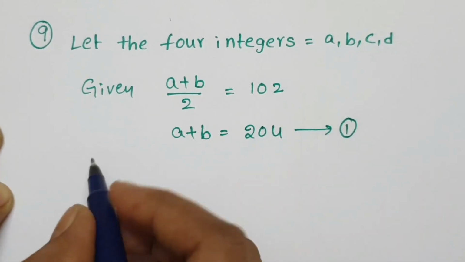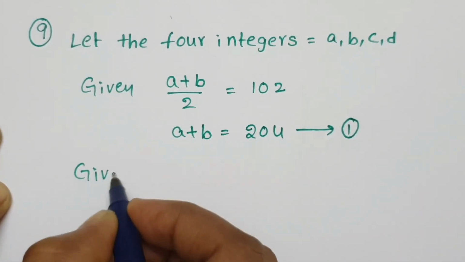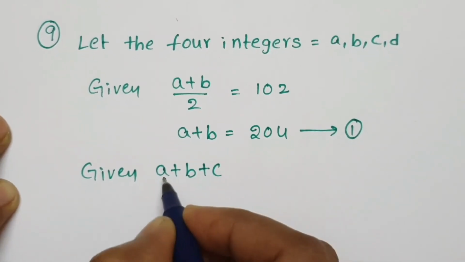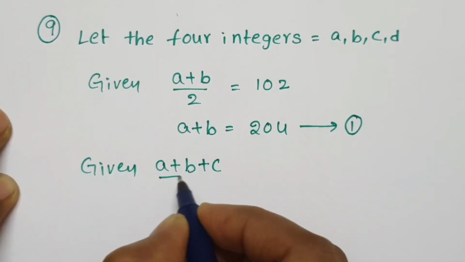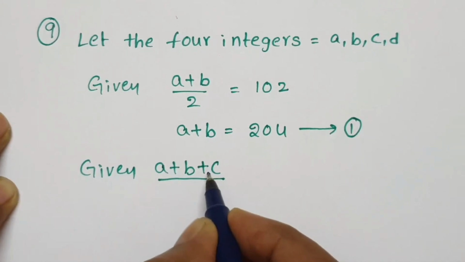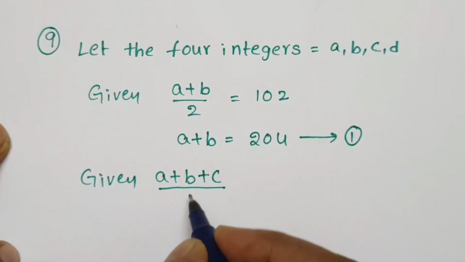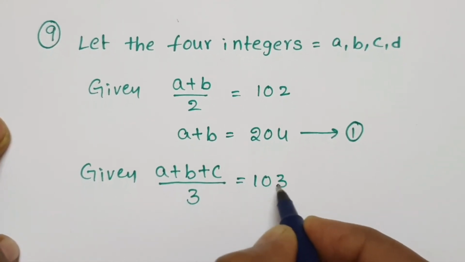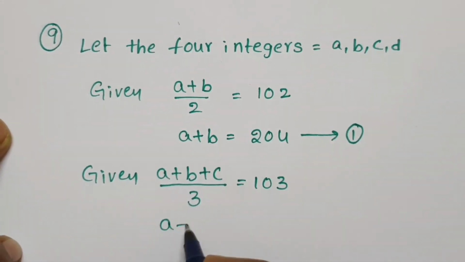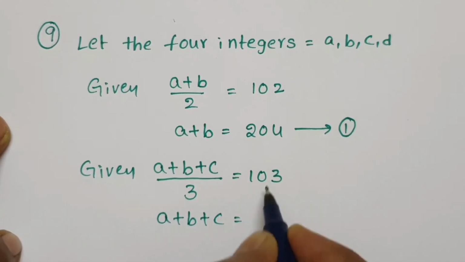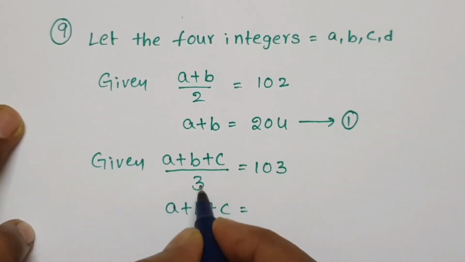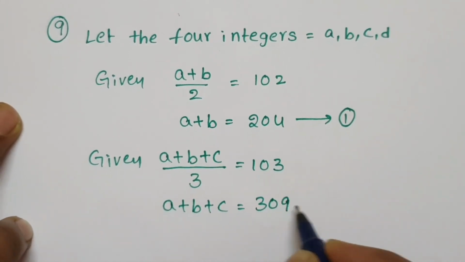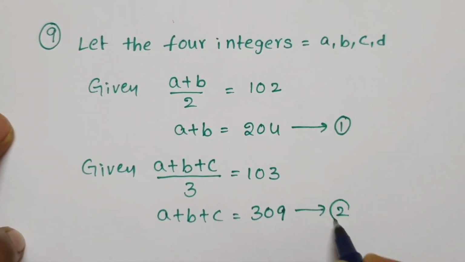Again, given the sum of 3 observations, that means a, b, c, sum of all observations by number of observations. How many? 3. That value equals 103. Now a plus b plus c equals 103 into 3. The 3 goes outside as into 3. We get 309. This is equation number 2.